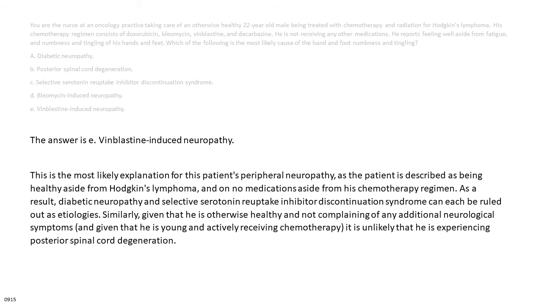The answer is E. Vinblastine-induced neuropathy. This is the most likely explanation for this patient's peripheral neuropathy, as the patient is described as being healthy aside from Hodgkin's lymphoma, and on no medications aside from his chemotherapy regimen. As a result, diabetic neuropathy and selective serotonin reuptake inhibitor discontinuation syndrome can each be ruled out as etiologies. Similarly, given that he is otherwise healthy and not complaining of any additional neurological symptoms, and given that he is young and actively receiving chemotherapy, it is unlikely that he is experiencing posterior spinal cord degeneration.